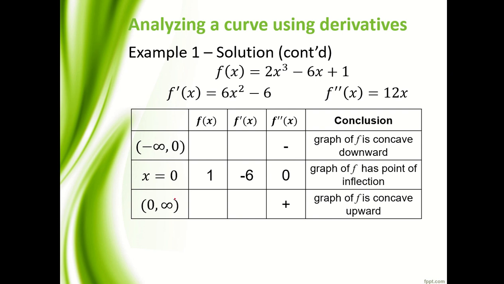Now for the next interval, 0 to positive infinity, we have to determine the sign of our second derivative, whether it's greater than 0 or less than 0. What values can we substitute? We can have 1, 2, 3, 4, 1000, and so on. All positive values will give us a positive result for the second derivative. Therefore, the second derivative as a function of x is positive, which means the graph of the function f is concave upward.